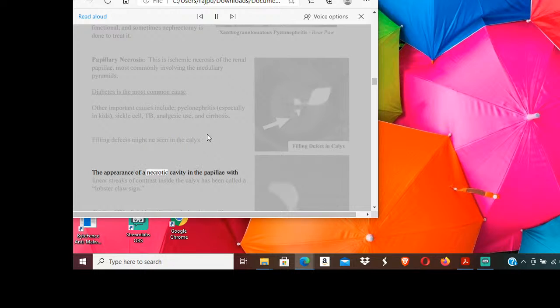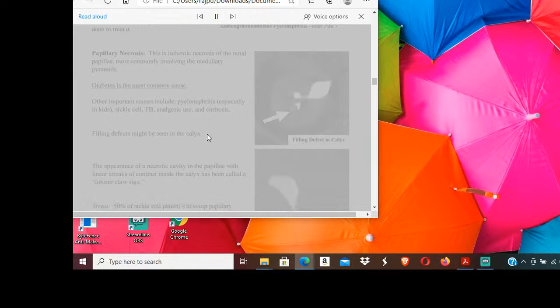The appearance of a necrotic cavity in the papillae with linear streaks of contrast inside the calyx has been called a lobster claw sign. Trivia: 50% of sickle cell patients develop papillary necrosis.